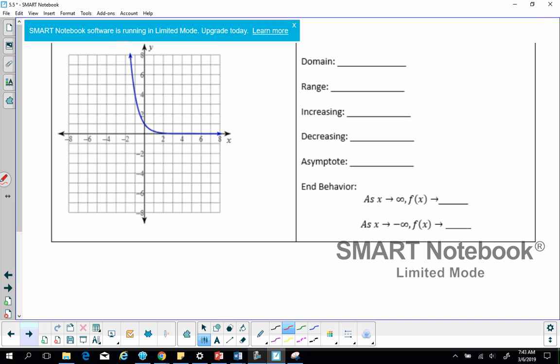All right, last one. Ripsiana, what's the domain here? Negative infinity to positive infinity. Kanya, what's the range? 0 to positive infinity. Michael, is this increasing or decreasing? Beautiful. It's going down. Victor, what's the asymptote? Yep, y equals 0.